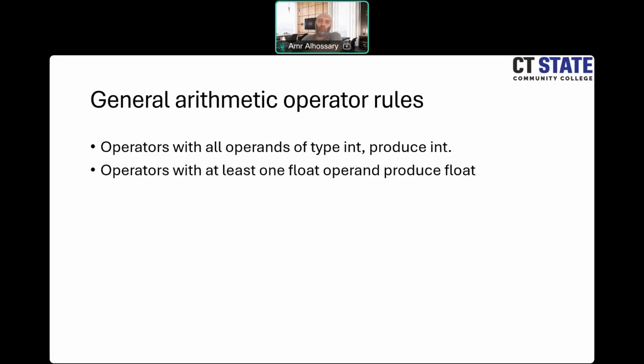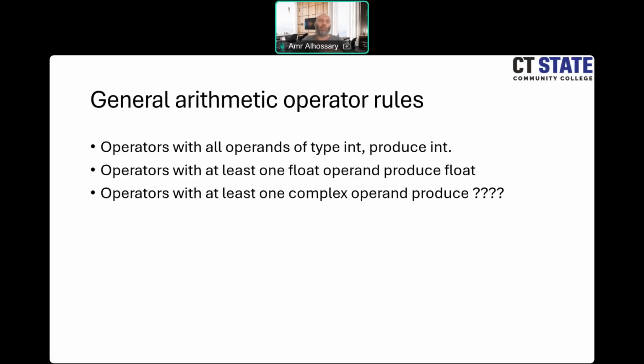Operators with at least one floating variable as one of the operands will produce a float. So 2.5 plus 5 will not produce 8 anymore, it will produce 7.5. So this is float. If at least one of the operands is float, then the result will be float. The same for multiplication, division, everything. And if one of them is complex, now I trust your imagination, what will the result be? Simply, it will be complex.